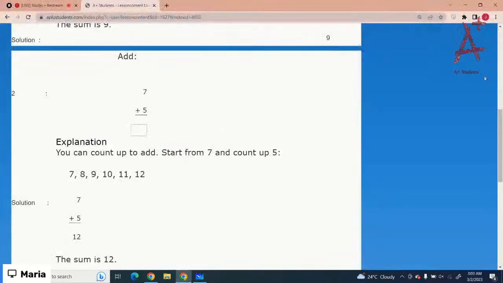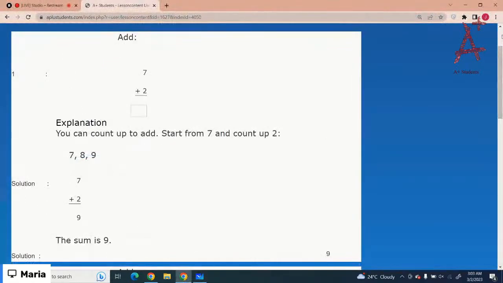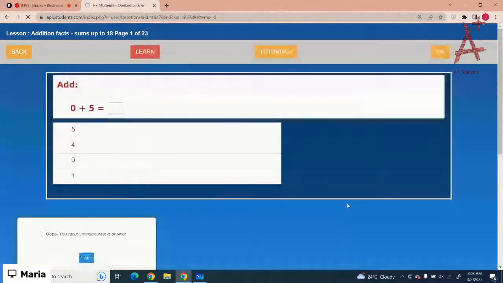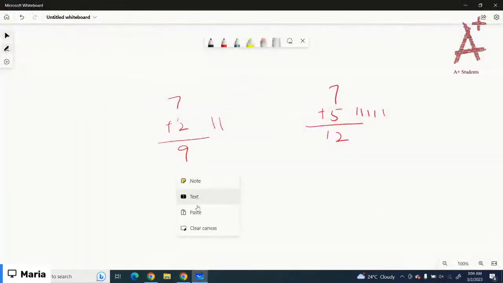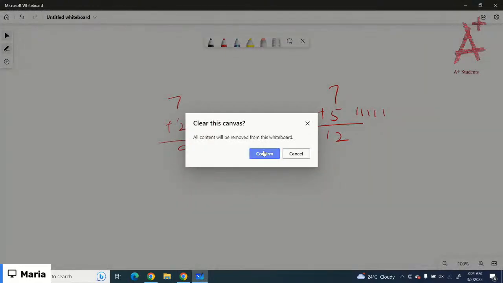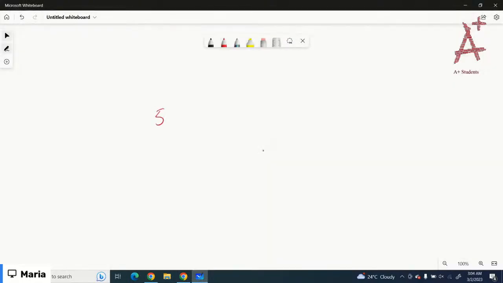Let's start with the practice questions. Okay, the first one is 0 plus 5. So 5 plus 0. 0 means nothing. When you add 0 to 5, the answer is 5. Got it? 5 plus 0 is 5.